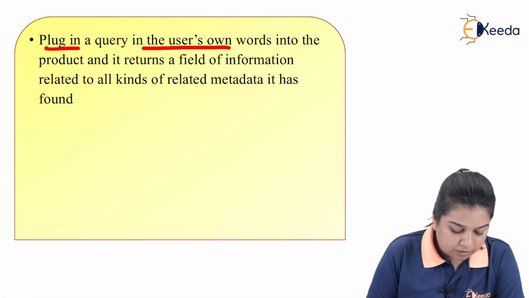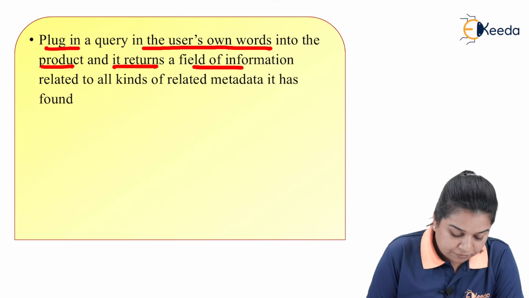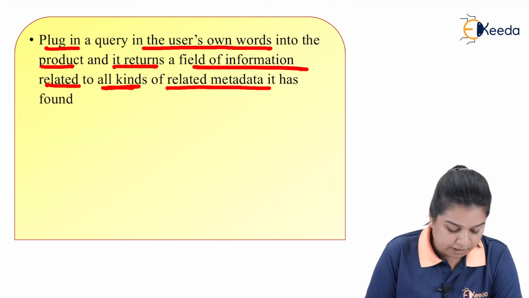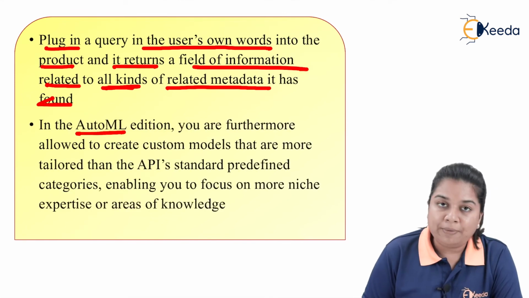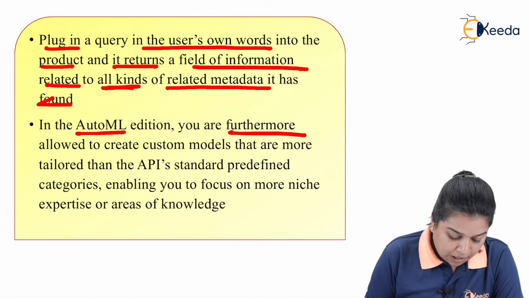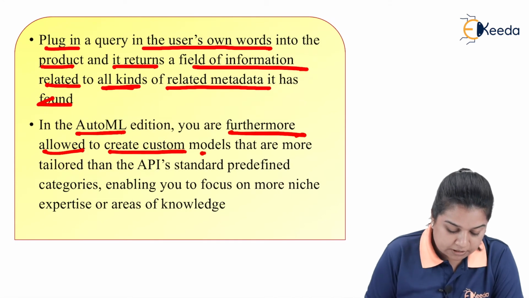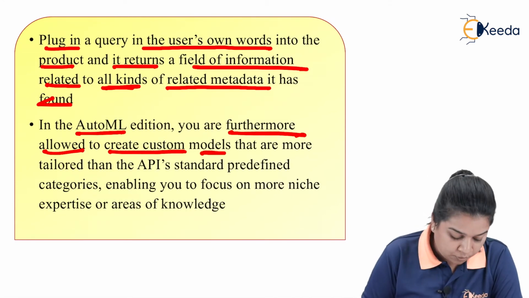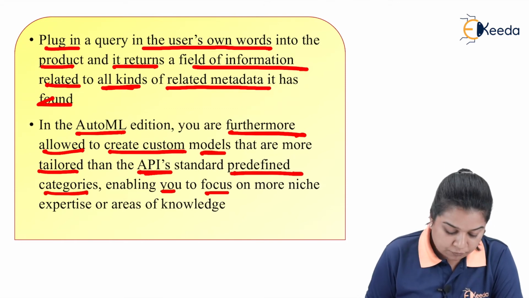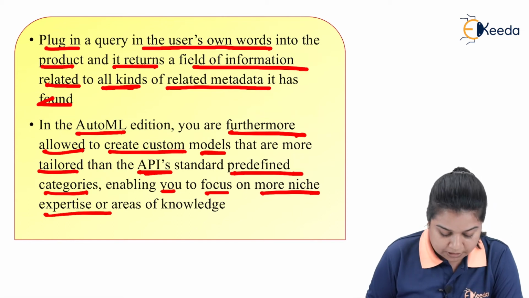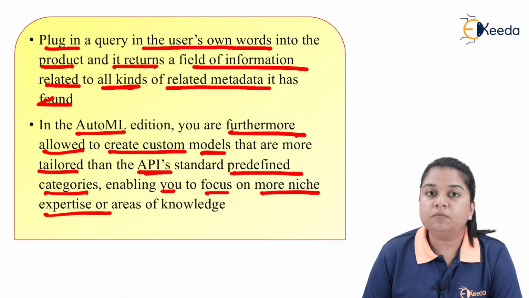Plug in a query in the user's own words into the product, and it returns a field of information related to all kinds of related metadata it has found. In the AutoML edition, you are furthermore allowed to create custom models that are more tailored than the API's standard predefined categories, enabling you to focus on more niche expertise or areas of knowledge.